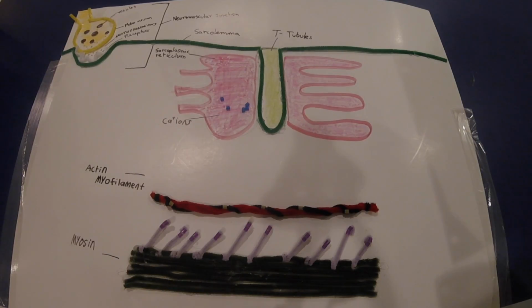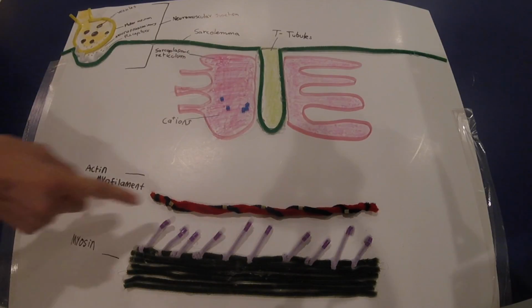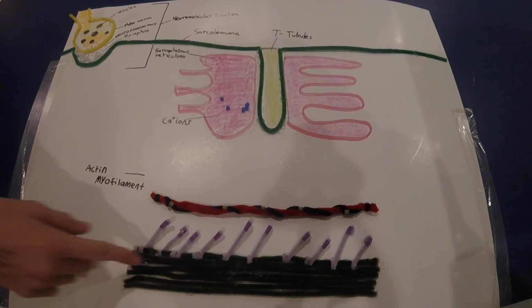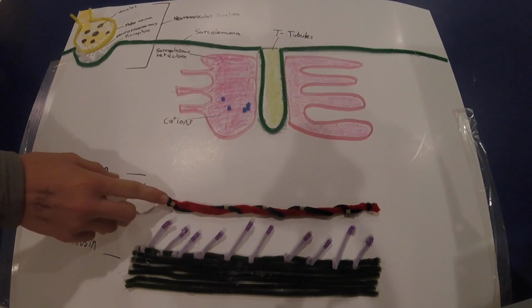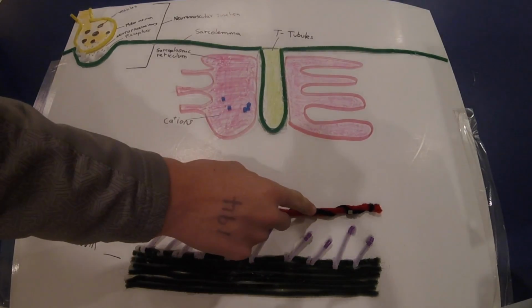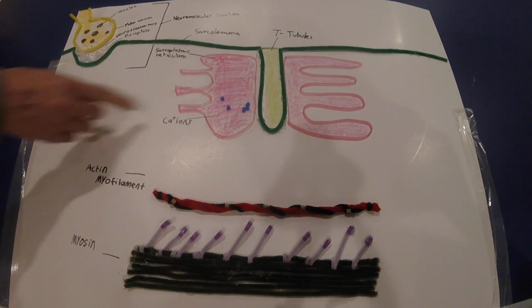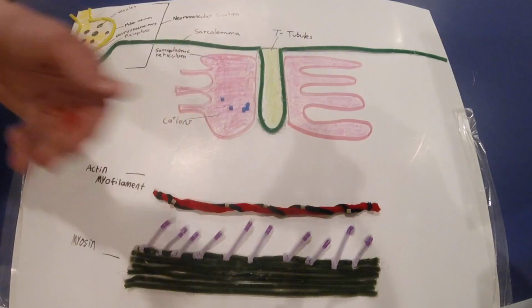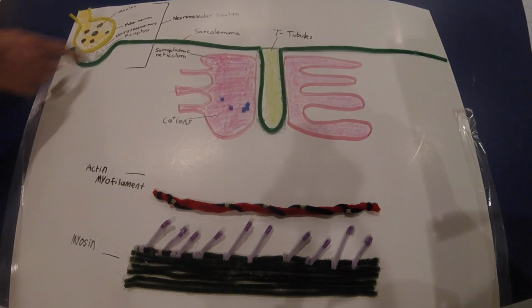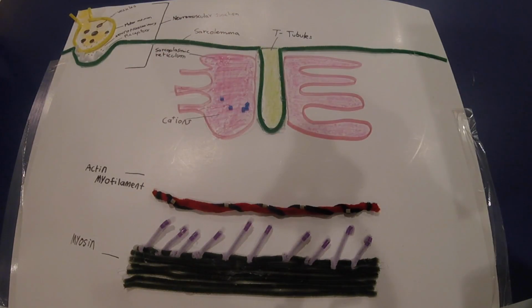Before we get started, let's go over some basic vocabulary. Actin, myosin, the myosin head, troponin, tropomyosin, calcium ions, ATP, neuromuscular junction, sarcoplasmic reticulum, T-tubules, vesicles, and acetylcholine.